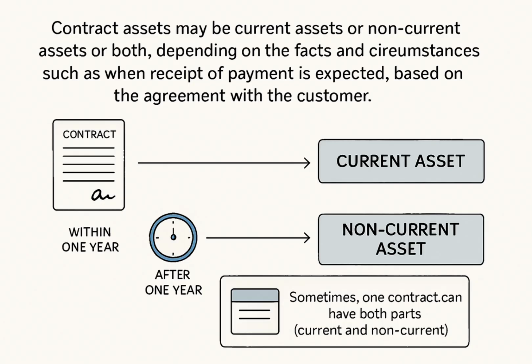Contract assets may be current assets or non-current assets, or both, depending on the facts and circumstances, such as when receipt of payment is expected based on the agreement with the customer. If the company expects to get paid within 1 year or 1 operating cycle, it's a current asset. If payment is expected after a year, it's a non-current asset. Sometimes one contract can have both parts, current and non-current.